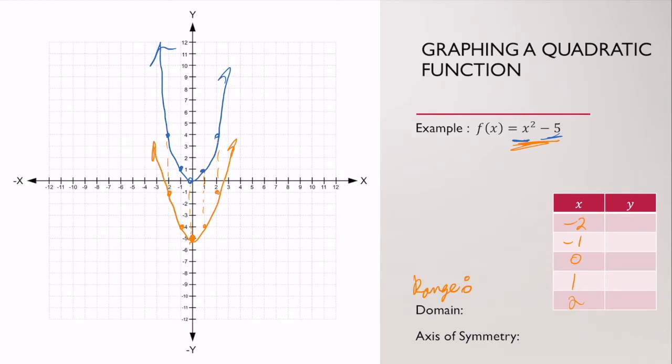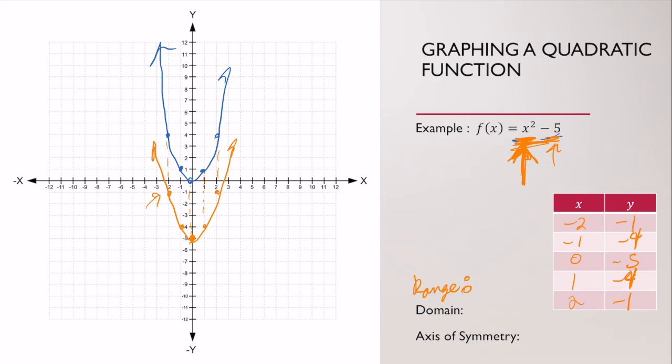When x is negative 2, I said it's negative 1. Let's check that. Negative 2 squared is a positive 4, minus 5 is negative 1. Okay, that worked. What about negative 1? Negative 1 squared is a positive 1, minus 5 is negative 4. And we know 0 squared minus 5 is negative 5.